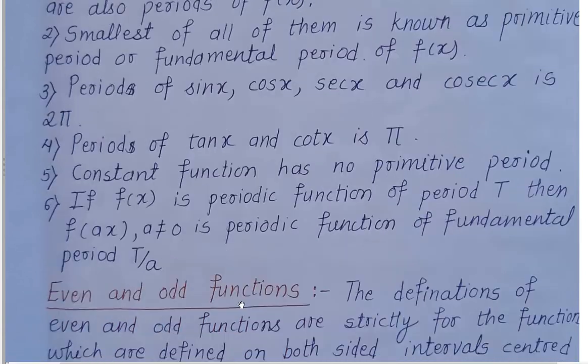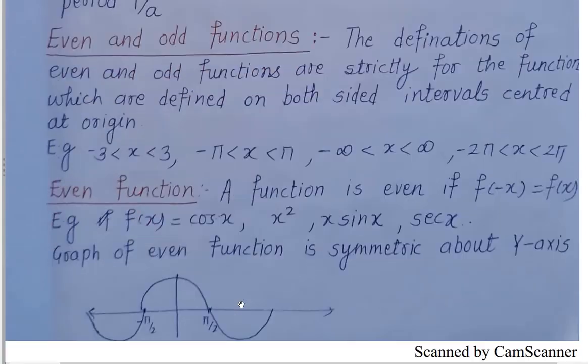Now, even functions and odd functions. An even function is one where, if we replace x by minus x, then f of minus x is equal to f of x. So cos x, x square, x sin x, sec x are all even functions. Why? Because if we replace x by minus x, cos of minus x is always cos x, minus x whole square is x square, and minus x into sin of minus x is minus x into minus sin x, so minus into minus becomes plus. So x sin x is an even function. Sec of minus x is sec x, therefore sec x is also an even function.